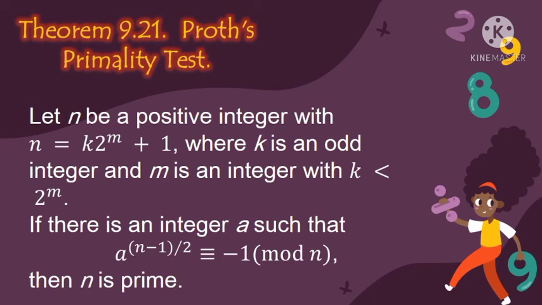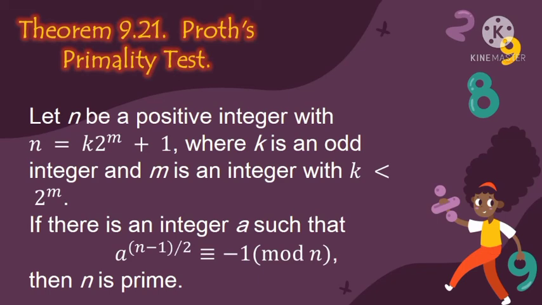Theorem 9.21, Proth's primality test. Let n be a positive integer with n equals k times 2 raised to m plus 1, where k is an odd integer and m is an integer with k less than 2 raised to m. If there is an integer a such that a raised to n minus 1 divided by 2 is congruent to negative 1 modulo n, then n is prime.